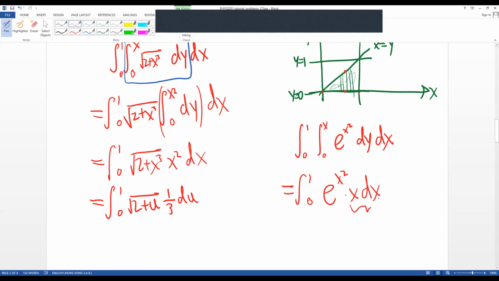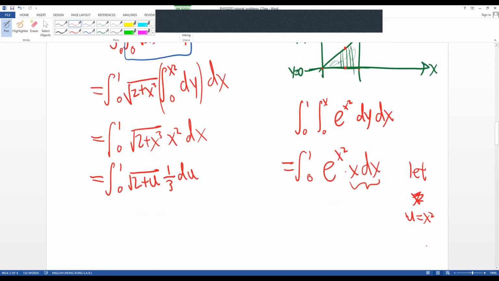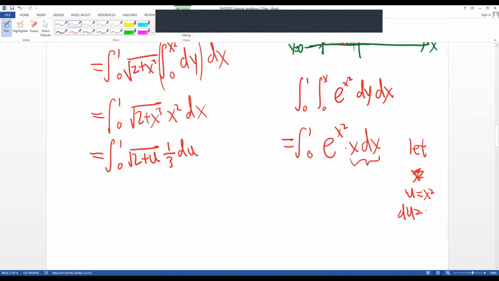So again, with this, you know that you're going to do a substitution. So let u equal x squared. Then du is 2x dx. So then your integral becomes like this.